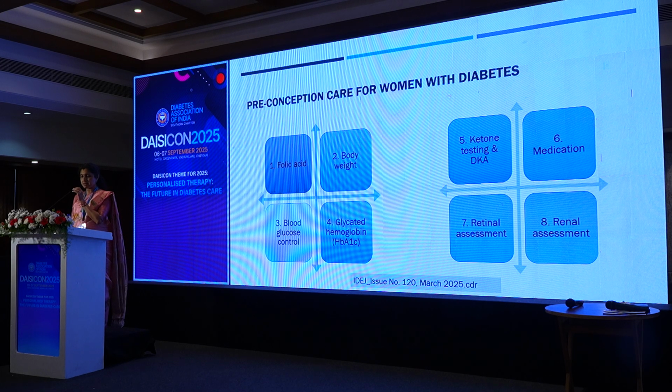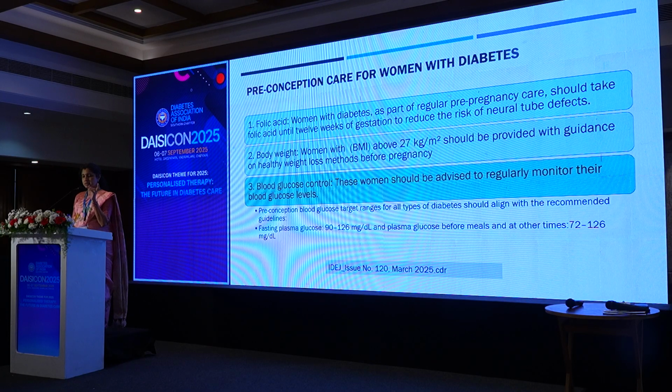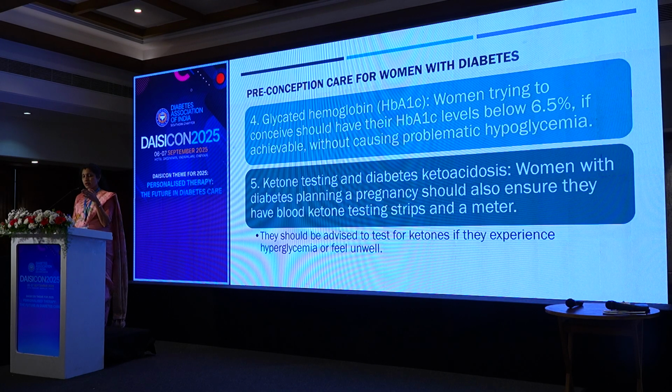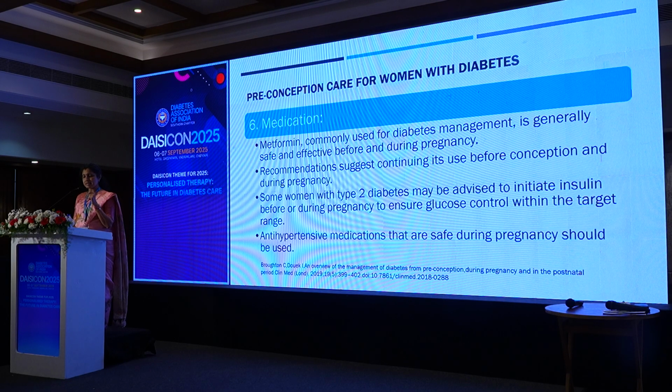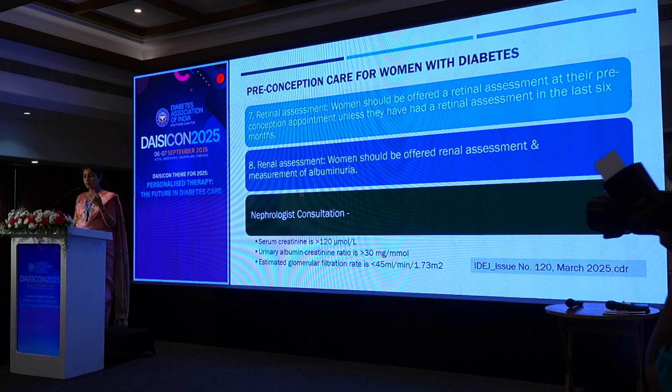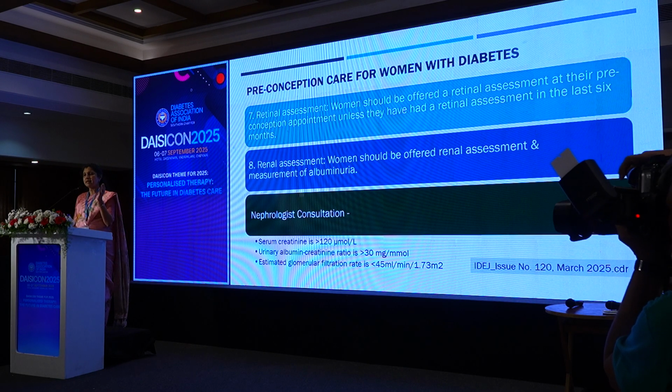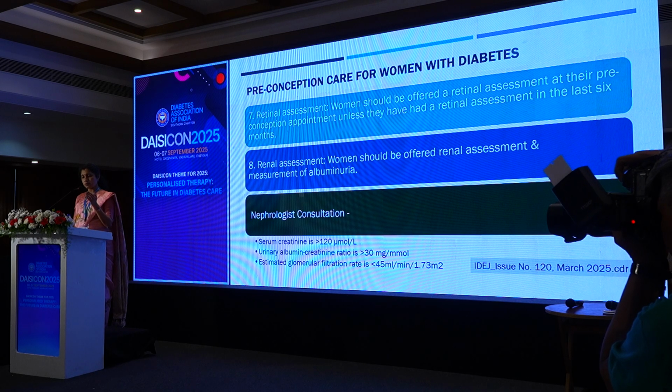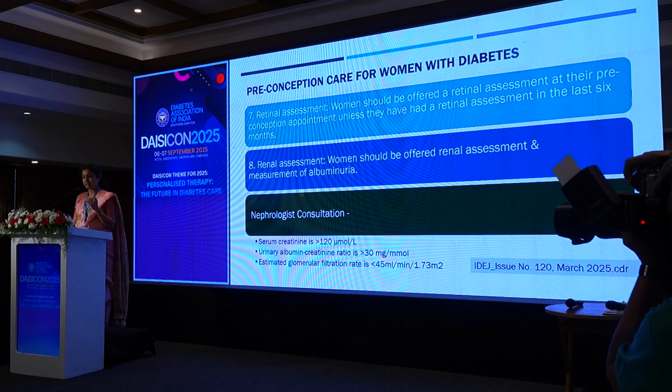So pre-conception care is very important, especially folic acid, control of body weight, and blood glucose control. We say the fasting should be around 90 and random should be around 100, 110. We don't go beyond that. HbA1c of 6.5 pre-conception is what is mandatory. And anybody having HbA1c of more than 10, control the glycemia first and then go back for pregnancy. That is what is advised. It is also said that retinopathy and nephropathy are unmasked during pregnancy, especially in a type 1 diabetic. So look into all that and then go ahead with planning of pregnancy.